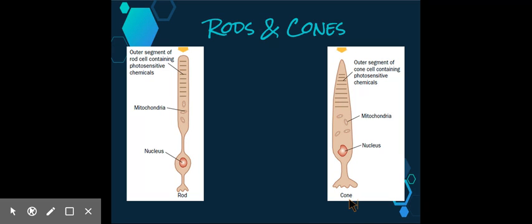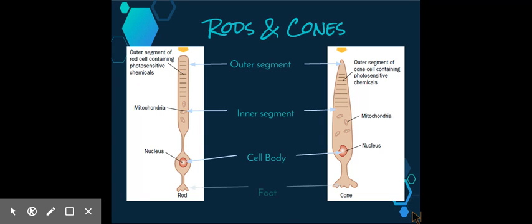Both rods and cones, as we can see here, rods on this side and cones over here, are elongated cells that contain an outer segment, which is closest to the choroid layer of the eye, that is joined to an inner segment that leads to the conducting part of the cell. The conducting part of the cell is composed of a cell body containing a nucleus and an extension or a process called the foot. The process then conducts impulses to the next layer of neurons in the retina, which, as we now know, is the bipolar layer.